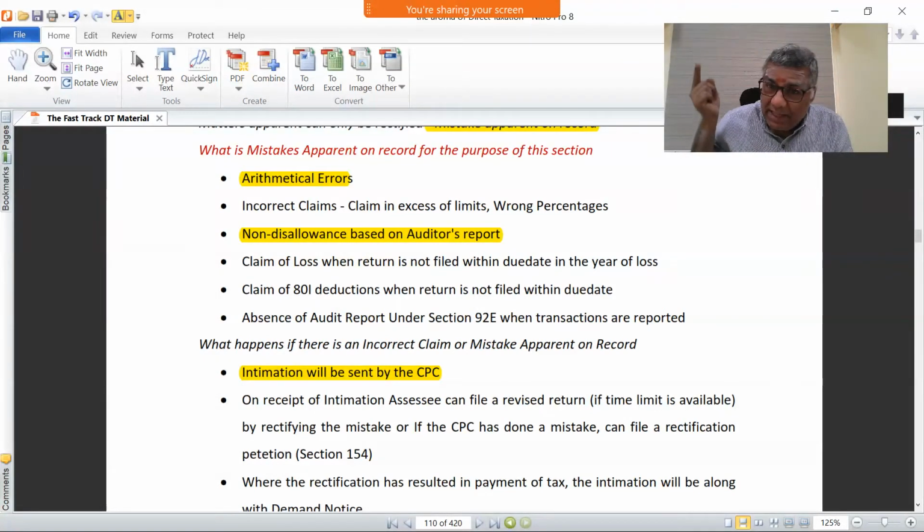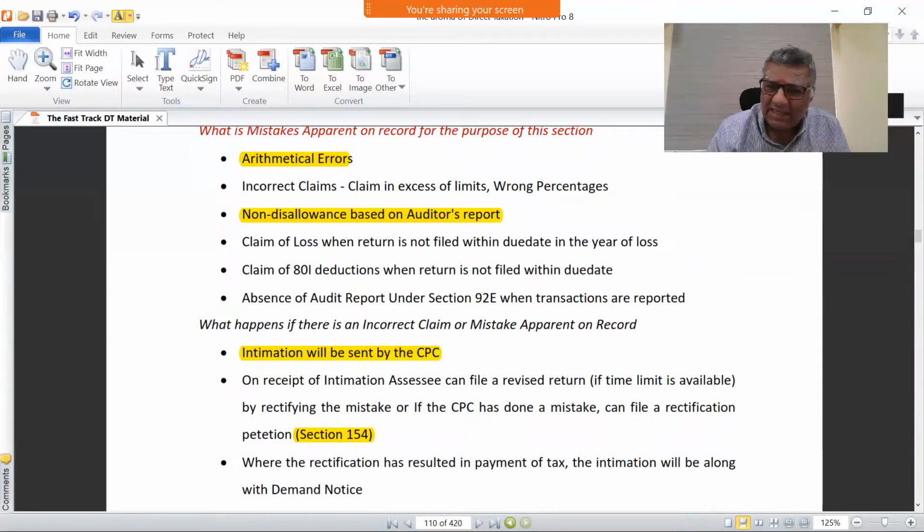Suppose the intimation is wrong, then the only recourse available, we will see tomorrow morning, is section 154. The only recourse available is rectification of the intimation. You have to approach the assessing officer.